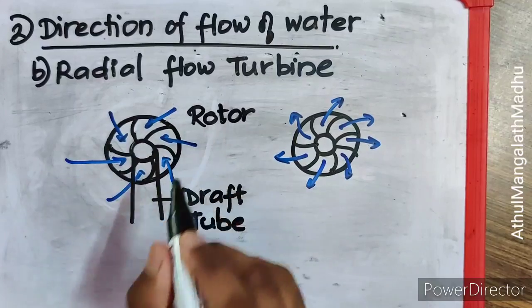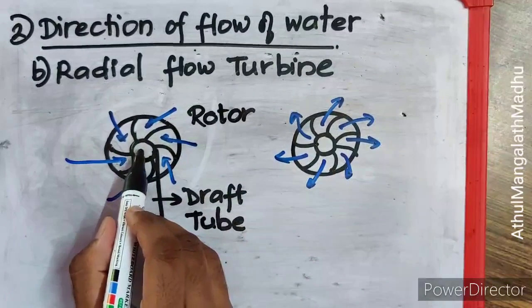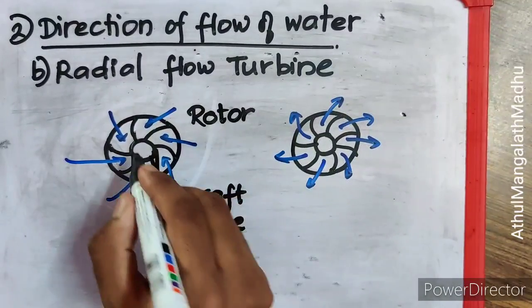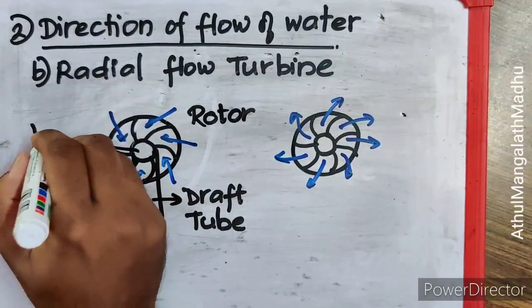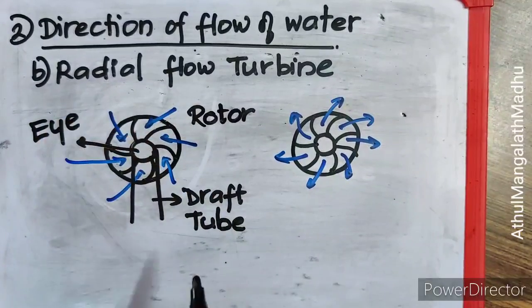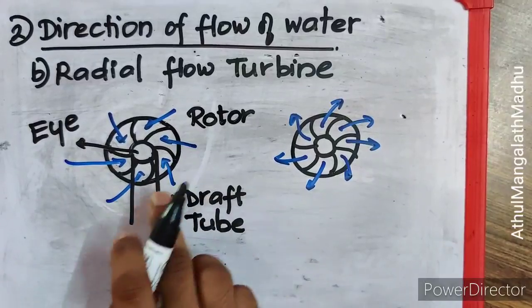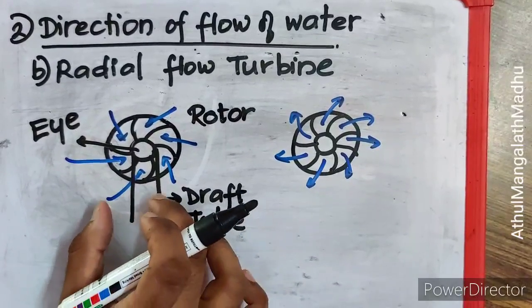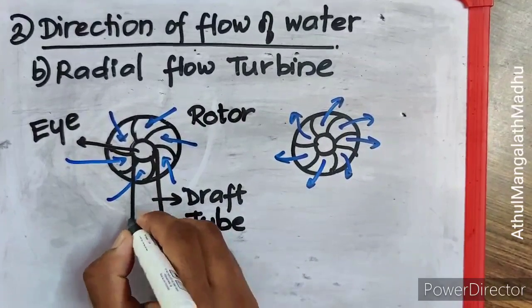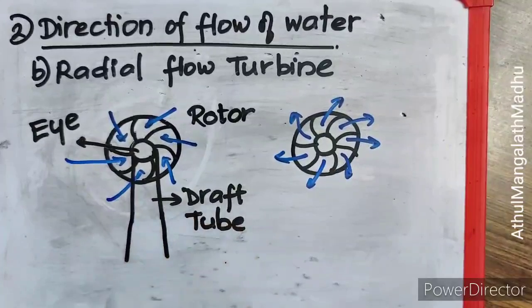This rotating part is called the rotor. So water will be coming out from the center or eye of the rotor. The center portion is called the eye. So as water is coming out, it will be taken out through a tube called the draft tube, and the diameter of the draft tube will be gradually increasing as the water is coming out.